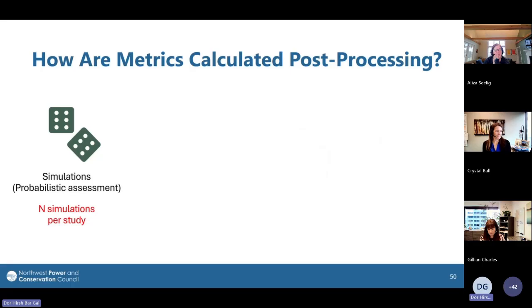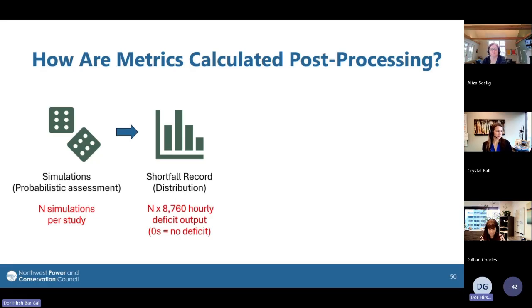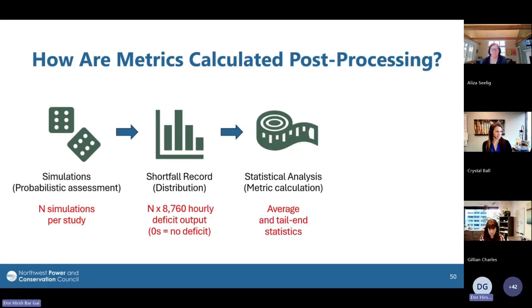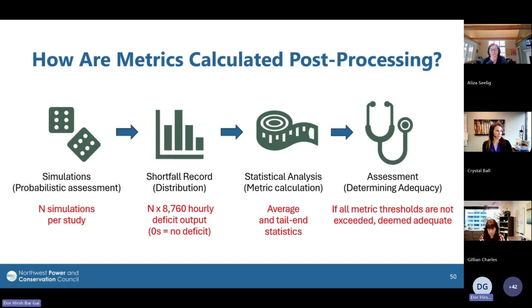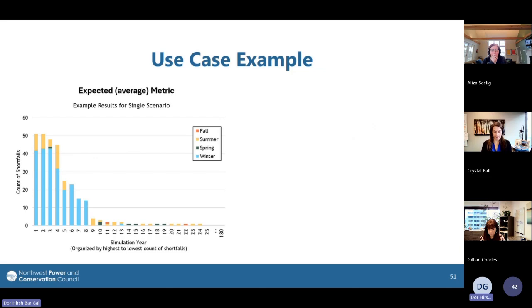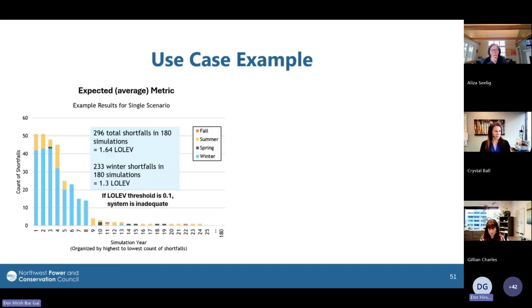Shortly, for simulations, you have N number of studies, you have the hourly output, you create your statistics, whether it's average and tail end or as your heart desires, and then you determine, is it adequate or not? Or if it's a needs assessment, you say, what are the needs for the future? Expected case, this is just an example from a previous study. You can see that the loss of load events metrics are 1.64 and 1.3. If your threshold was 0.1, inadequate.